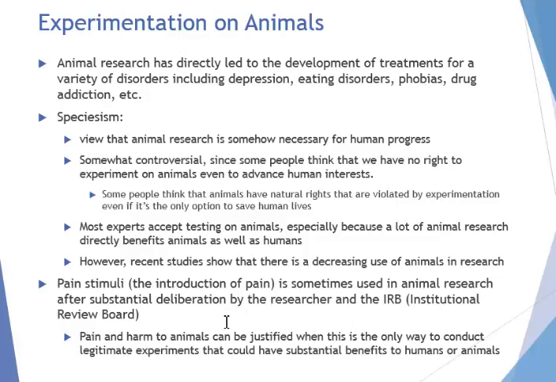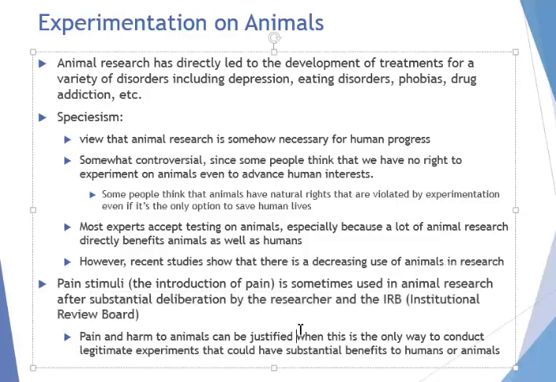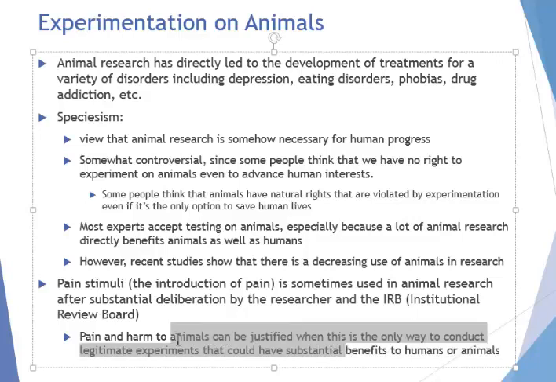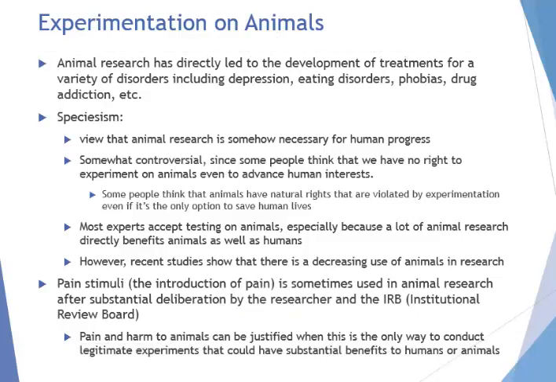What about pain stimuli? In other words, introducing pain in animals. That has also been allowed, and that has also been done. It is sometimes used in animal research, after substantial deliberation by the researcher and the Institutional Review Board. The Institutional Review Board, by the way, is a board that the institution, like a college, that's overseeing the research will appoint to oversee the experiment and make sure everything is being done properly. After careful deliberation, sometimes they can come to the conclusion that introducing pain in animals is okay, because it can be justified when it's the only way to conduct legitimate experiments that could have substantial benefits to humans or other animals.